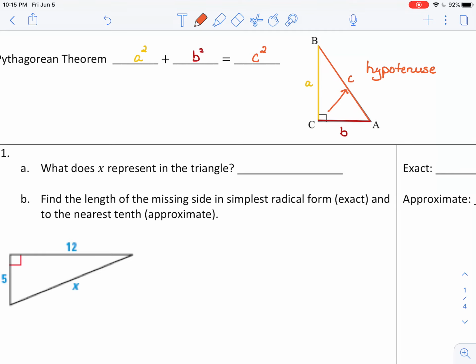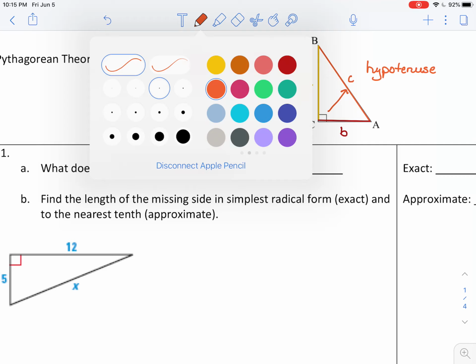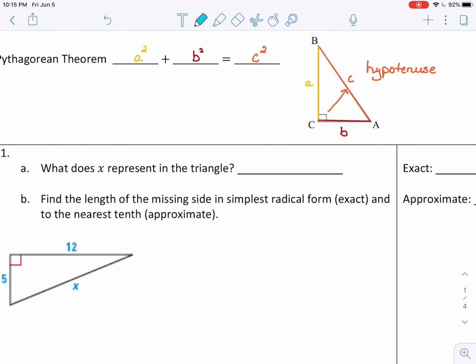A and b are neither of those things. They're not the biggest. They are not across from the right angle. So these are both just called a leg. So if you take a leg and you square it, plus the other leg squared, you will always end up setting it equal to the hypotenuse squared if you have a right triangle.